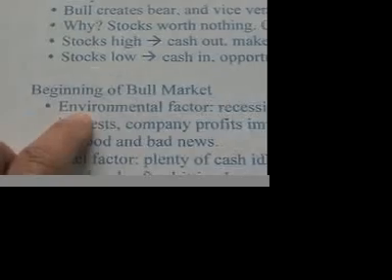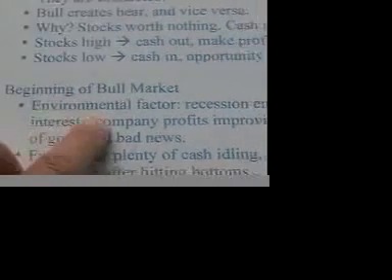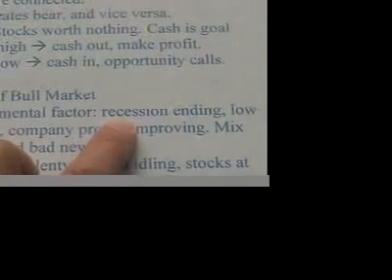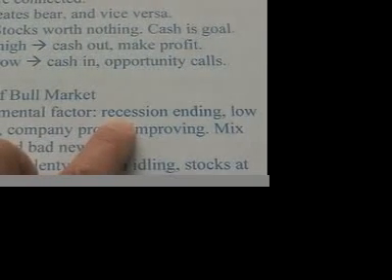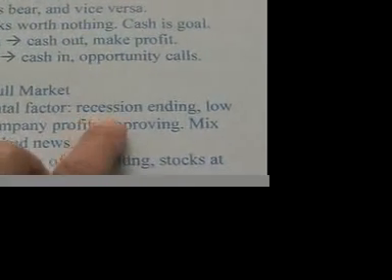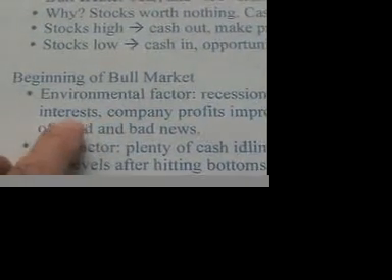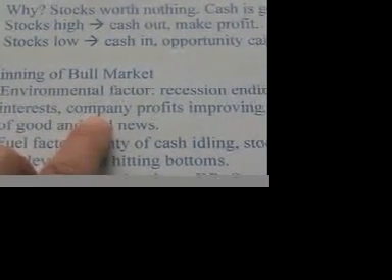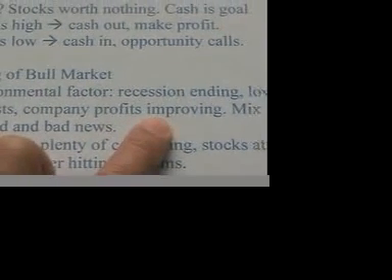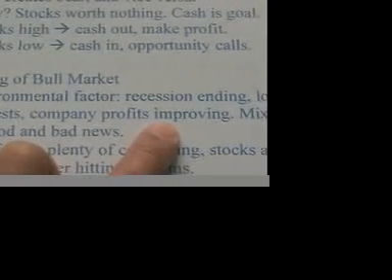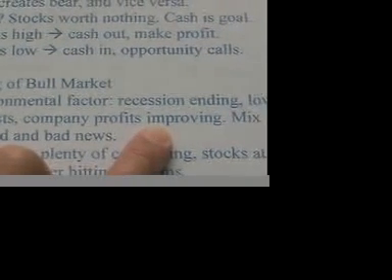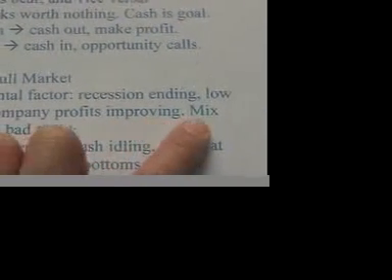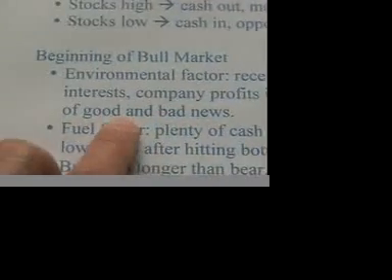What is the best environment for the beginning of a bull market? First of all, the recession is ending. It doesn't have to be a recession, at least the condition where business is down is ending. And we should have low interest rates, otherwise the bull doesn't come. And we also need to have company profits improving. It doesn't have to be good. It doesn't have to be positive, making money, as long as the profit picture is improving. Then we have the beginning of a bull market. And also, at the beginning of a bull market, we have a mix of good and bad news.